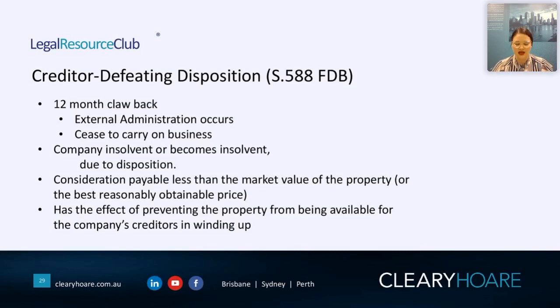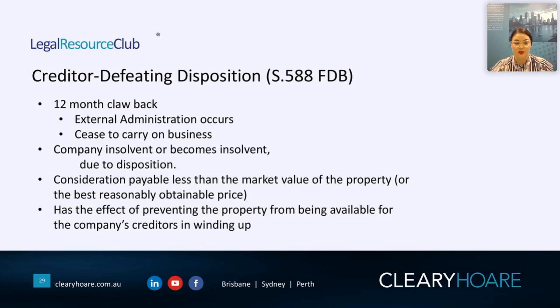So a director must not engage in conduct that results in a creditor defeating disposition if the company is insolvent, the company becomes insolvent due to the transaction, and less than 12 months after the disposition, an external administration occurs, or the company ceases to carry on business due to the disposition of that asset. And that is whether it's indirectly or directly because of it. So a creditor defeating disposition is now an avoidable transaction if the disposition was made within the 12 months immediately prior to an external administration of the company. It is again irrelevant whether or not the company was solvent at the time.